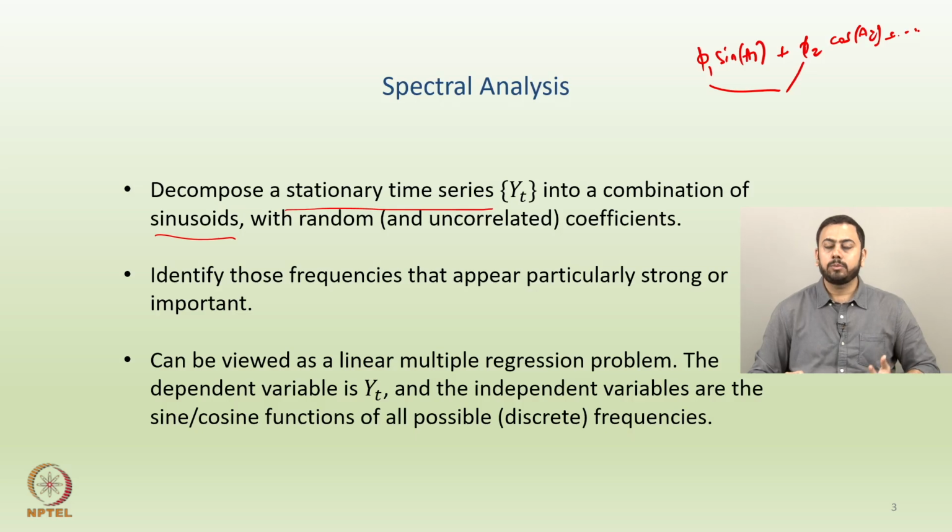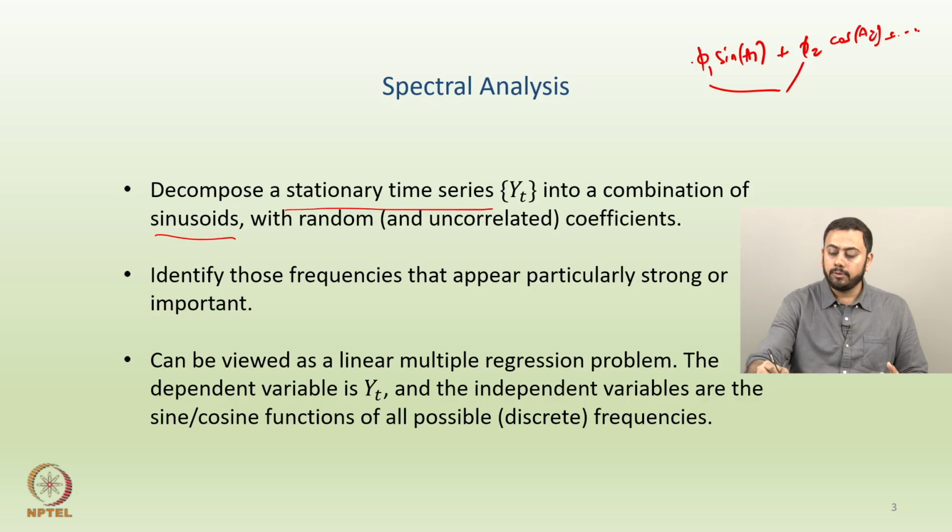Now the second point is to identify those frequencies that appear particularly strong or important. The whole idea is, once you put forward this frequency domain approach, how can you say which frequencies are significant? Those frequencies will be significant which appear to be particularly strong or important. Make sense? And the last point is that it can be viewed as a linear multiple regression problem.